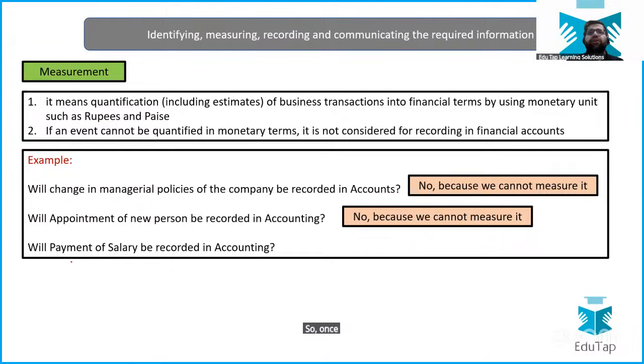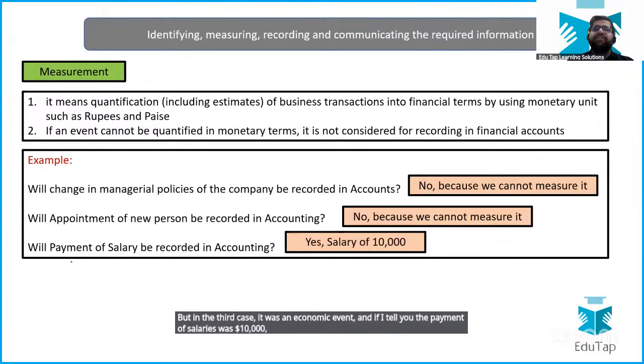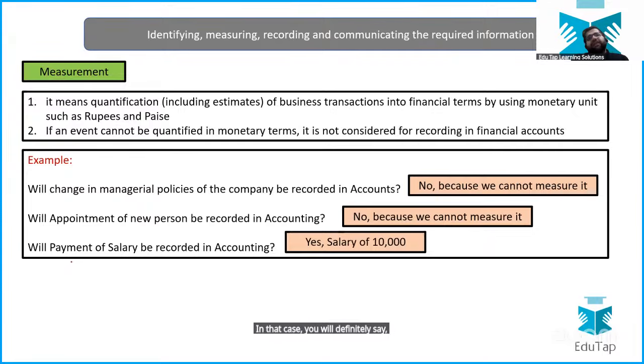So once they are not an economic event, why will I go to measure them? But in the third case, it was an economic event. And if I tell you the payment of salaries was 10,000, in that case, you will definitely say that yes, this is an economic event. The value is 10,000. Let's record it. And this is where the third step is coming.